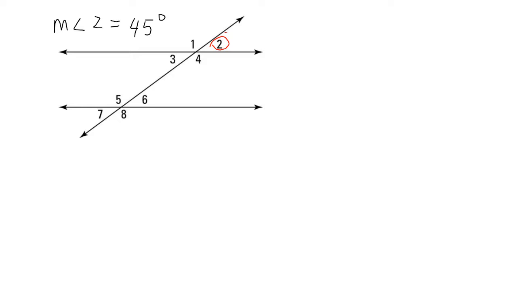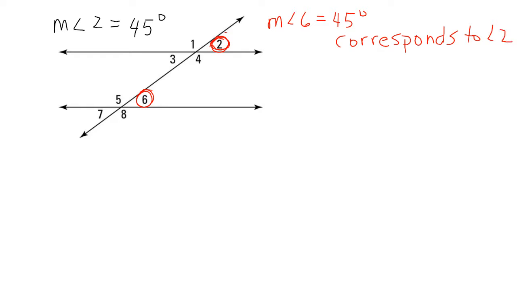First one I'm going to apply, and it's actually a postulate, is the corresponding angles postulate. Remember that corresponding angles are in the same location on different lines. So 2 and 6 are corresponding. Well, guess what? Since angle 2 is 45, the measure of angle 6 is also 45 degrees because it corresponds to angle 2. All right.